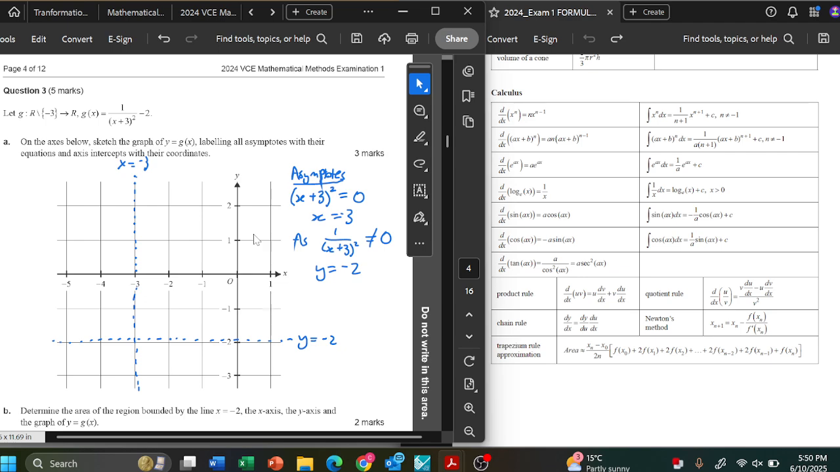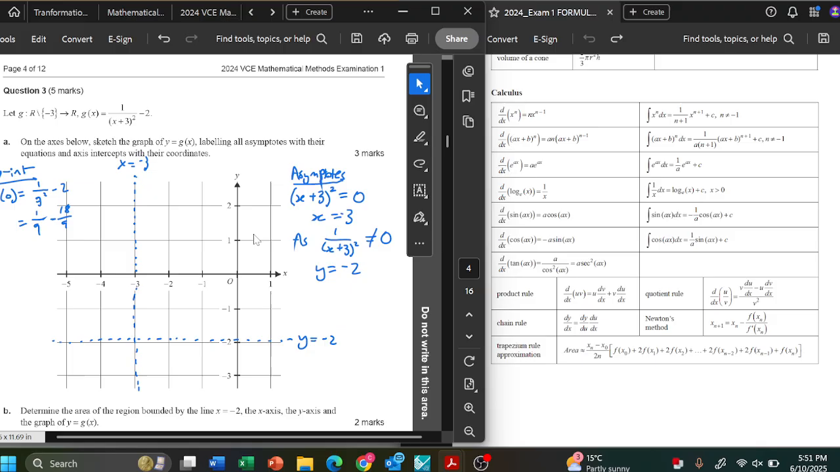All right, we've got those two. That's the easy part. Let's now consider the intercepts. Maybe we consider the y-intercept first, because that might be slightly easier. In this case, there'll be one y-intercept, which occurs when x is equal to 0. So let's substitute that in here. We're going to get 1 over 0 plus 3, so 3 squared, minus 2. And 3 squared is, of course, equal to 9. So that's 1 over 9 minus 2, and we could also write 2 as 18 over 9.